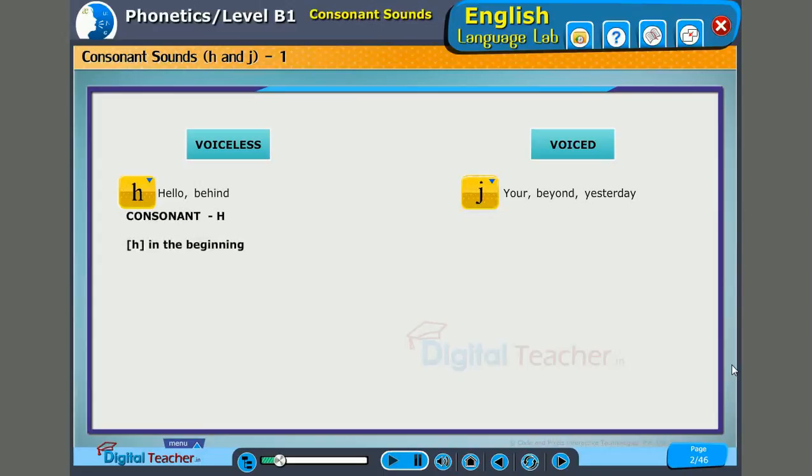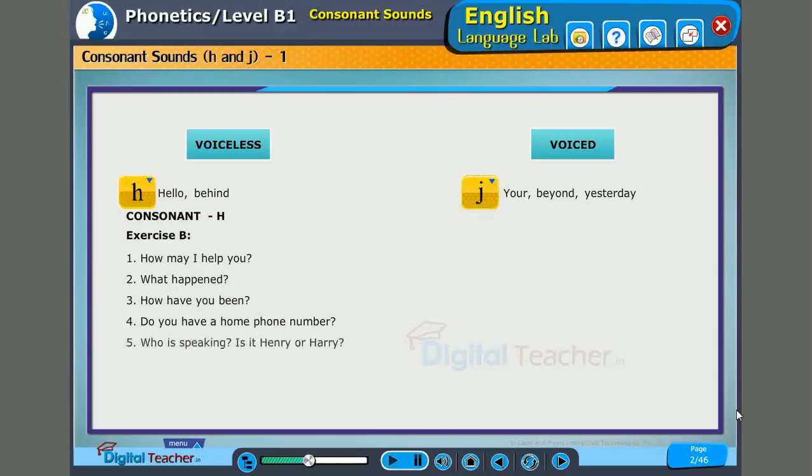Sound H in the beginning of the word as in he, how, whose, whom, here, happen, whole. H in the middle of the word as in ahead, behind, behave, anyhow, inhale, inherit. Let's practice H sound with few sentences. How may I help you? What happened? How have you been? Do you have a home phone number? Who is speaking? Is it Henry or Harry? Helen had hot dogs and hamburgers.